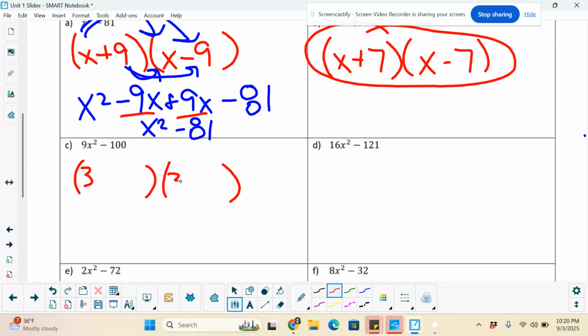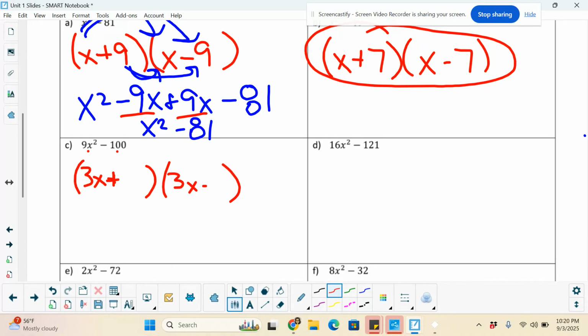3 times 3 gives you 9. Okay, so we have to make sure we split it up in both of those parentheses. Then we need to do our x squared. X times x gives us x squared, so we have to split that up. We need a plus in the middle of one and a minus in the middle of the other one.